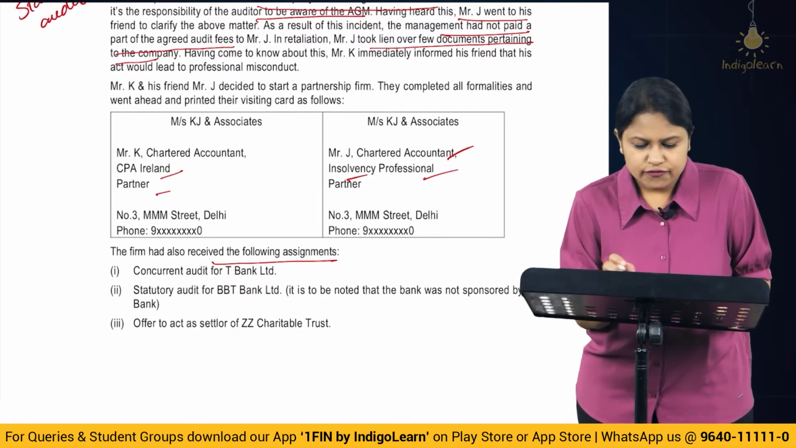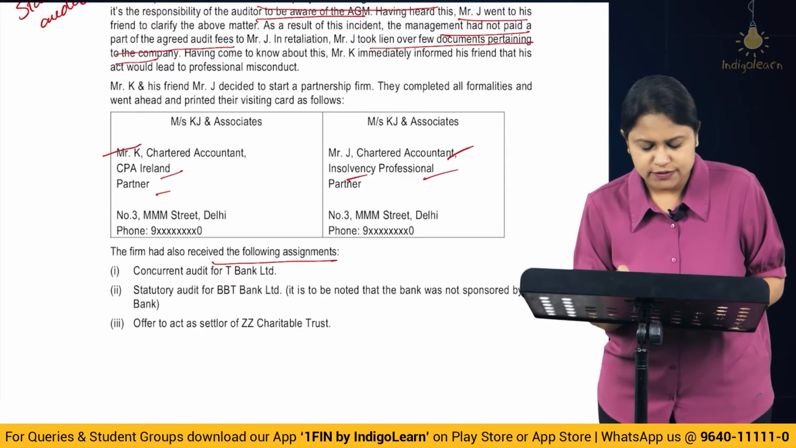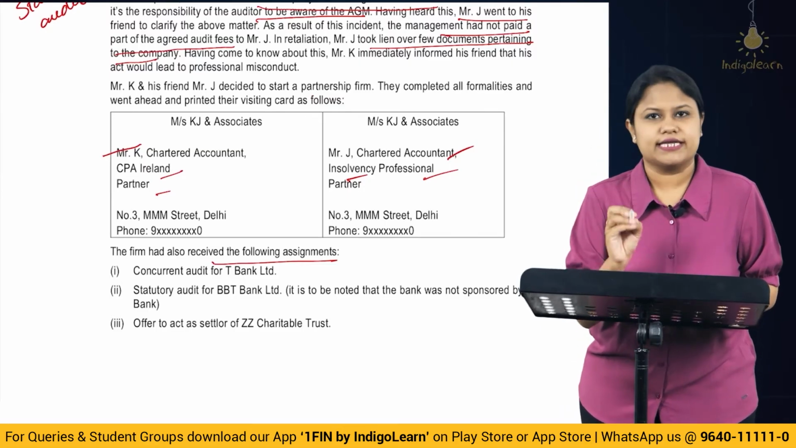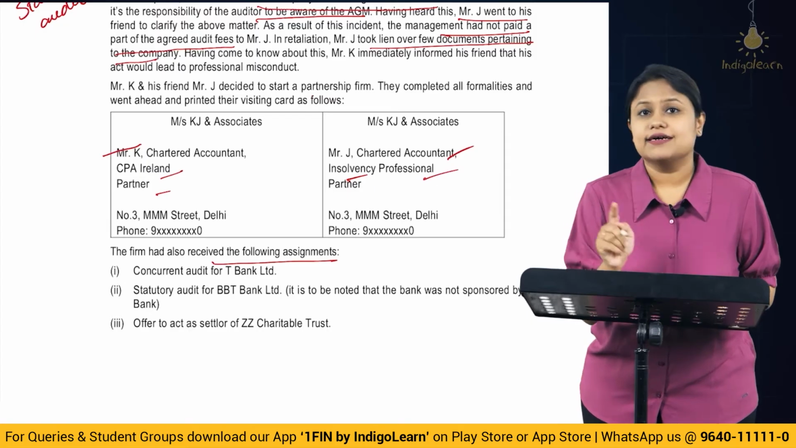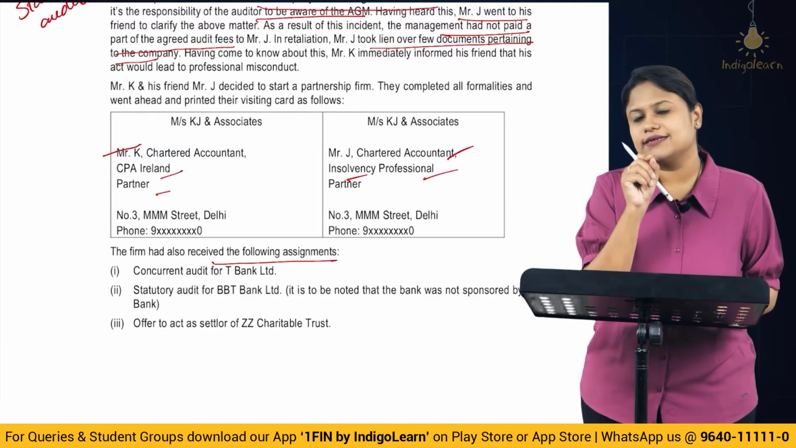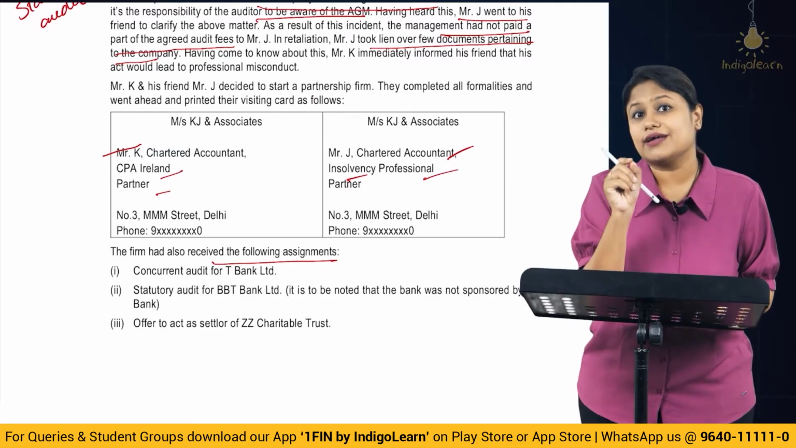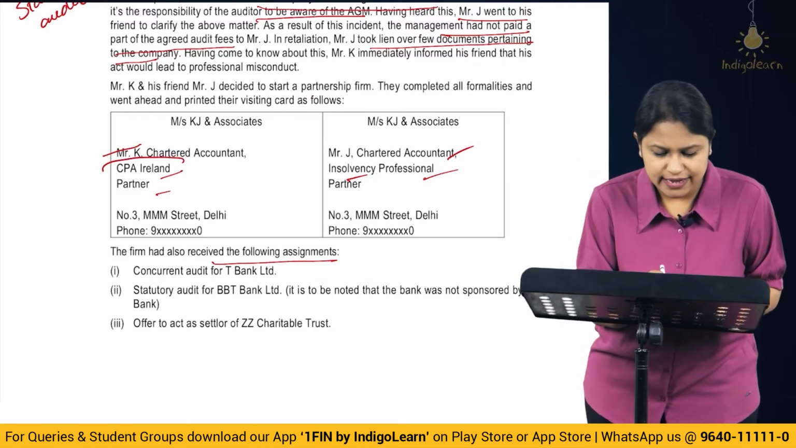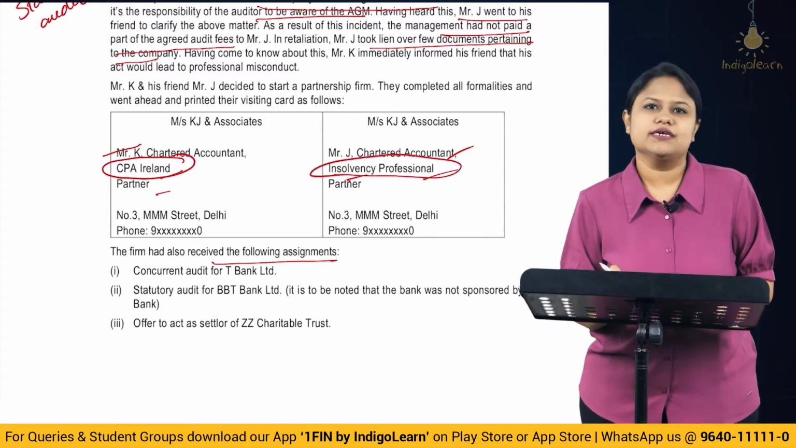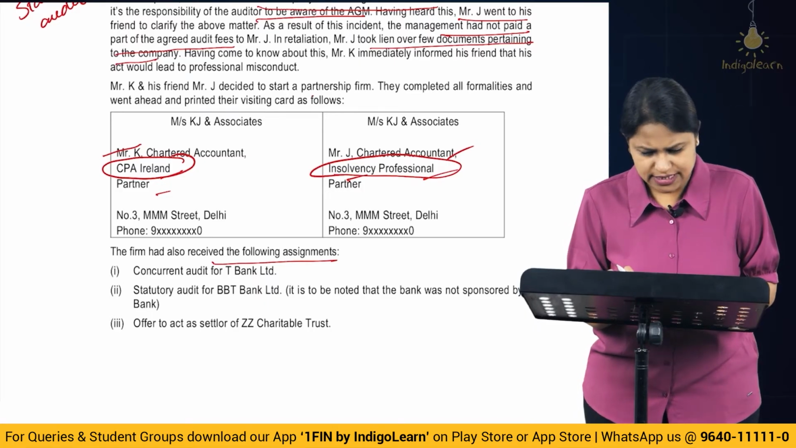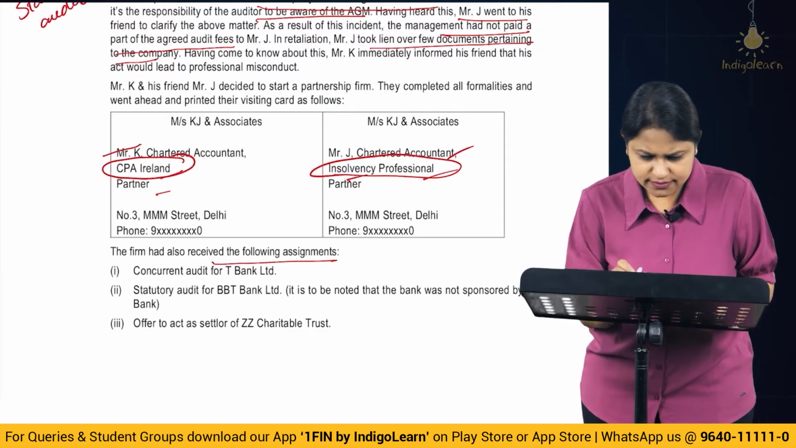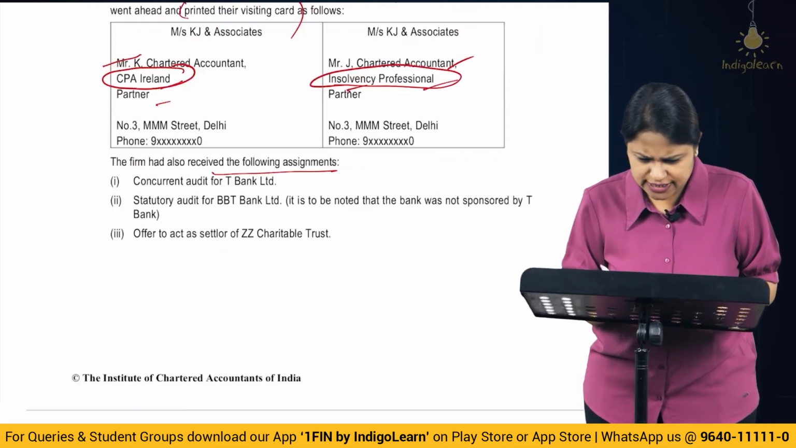Now, first of all, the first thing has no problem, absolutely. Now, other qualifications cannot be mentioned, agreed. So CPA basically cannot be mentioned, but there are certain exceptions to this. In the guidelines regarding advertisements, there are certain things which are allowed. One of them is regarding the CPA Ireland, which is permissible. Along with that, in the exception list also comes the insolvency professional. So here there is absolutely no breach. Okay. So there is no default in the printed visiting card. Alright, the answer should be no default.